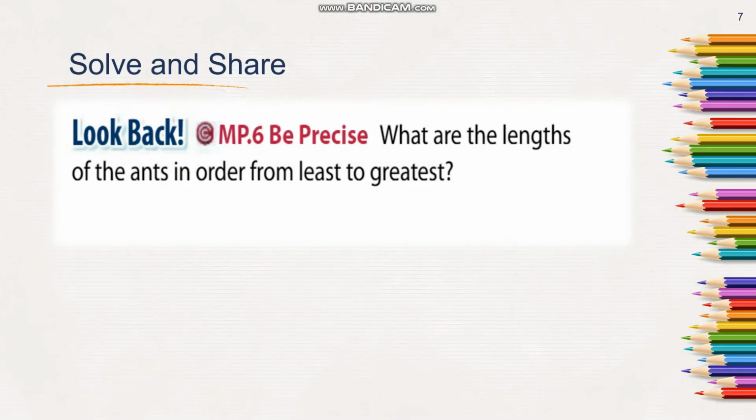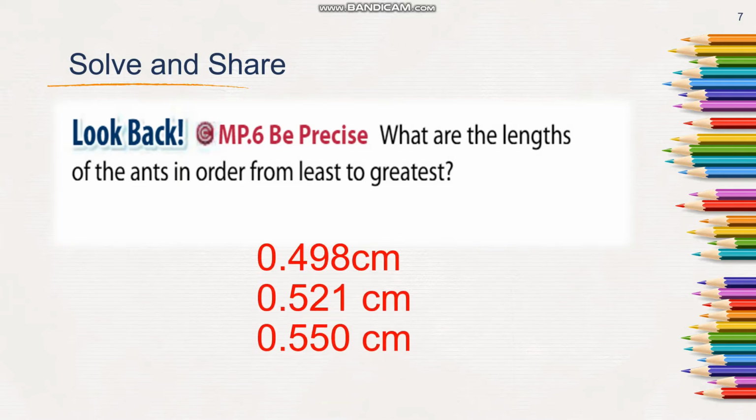What are the lengths of the ants in order from least to greatest? So if we're going to arrange them from least to greatest, the first one must be 0.498 centimeter, 0.521 centimeter, and 0.550 centimeter. Why? The first step, we need to align the decimal points, and we need to compare from left to right. Starting from the first digit, we have 0, 0, and 0. So they are all the same. So proceed to the next digit. We have 4, 5, 5. So 4 is the least. So that's why 0.498 centimeter is the least number.